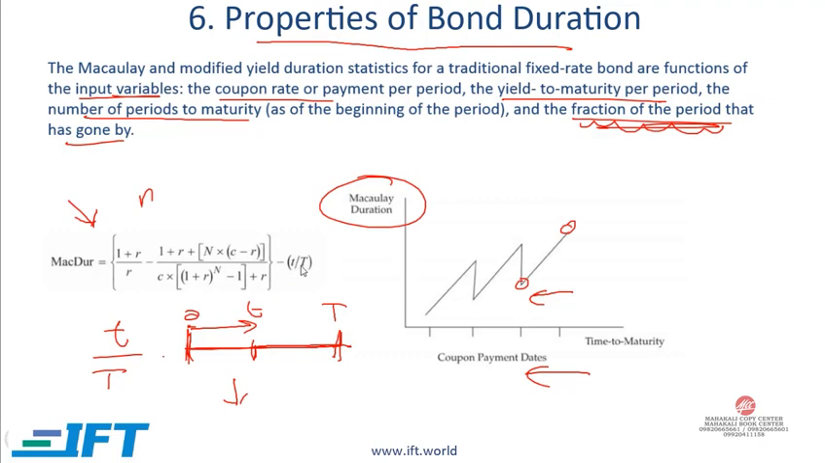Notice that when small t increases, this expression is going up, and since Macaulay duration is this constant minus an increasing number, the Macaulay duration is coming down. It comes down until small t is equal to big T, and then small t resets to 0, so we jump up, and that is what gives this sawtooth shape. So that is this relationship, the relationship between Macaulay duration and fraction of the period that has gone by.